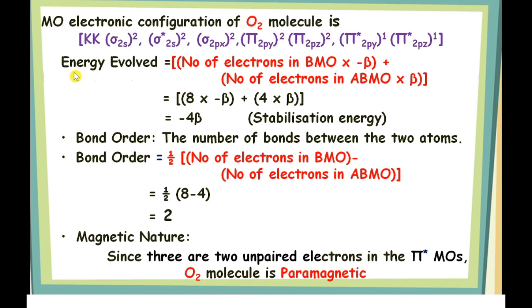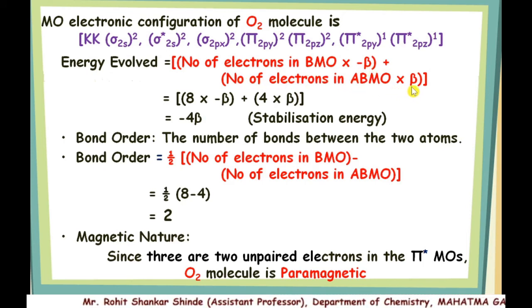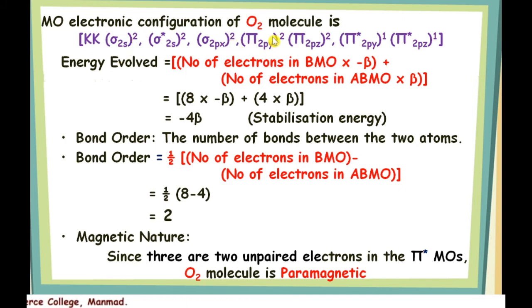So let us calculate energy evolved. Energy evolved is equal to number of electrons in BMO into minus beta plus number of electrons in ABMO into plus beta. So first we will calculate the total number of electrons in BMO. Where star is not written, those molecular orbitals are the bonding molecular orbitals. So 2 plus 2 plus 2 plus 2, total 8 electrons are there in BMO, while 2 plus 1 plus 1, total 4 electrons are there in anti-bonding molecular orbitals.